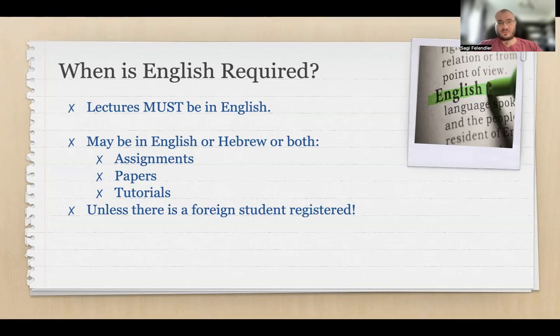So it's very important when you get the student list for your course and make decisions about how the course will be run, make sure to check: are there foreign students registered? Because that may change the amount of choices and the use of Hebrew in that particular classroom. But generally speaking, for most cases, a lot of these choices are in your hands, and you can make your decisions based on what's best for you and for your students.